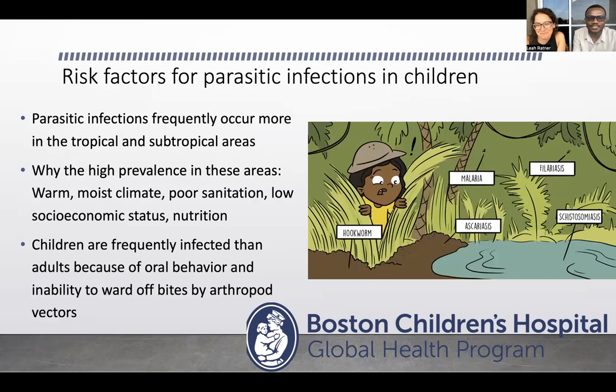Okay, so we'll talk about some risk factors for parasitic infections in children. Of course, parasitic infections occur more in the tropical and subtropical parts of the world, and there's a high prevalence because of the warm, moist climate we have, challenges with sanitation, the relatively low socioeconomic status and challenges with nutrition. Children are more frequently infected because of the oral behavior they have, putting everything they can find in their mouth, and the inability to ward off bites by arthropod vectors.